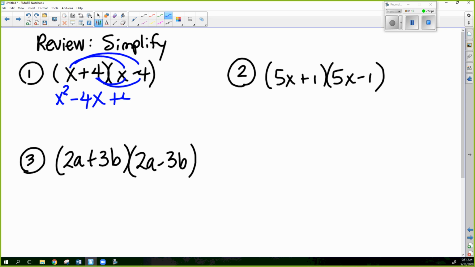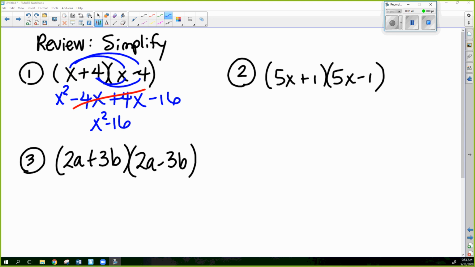Then we get plus 4x. And then we get negative 16. What happens when we combine the like terms here? The 2 in the middle cancel each other out. They disappear. And so my final answer is just x squared minus 16. Something similar should happen in all the other problems. So now you can finish those 2.